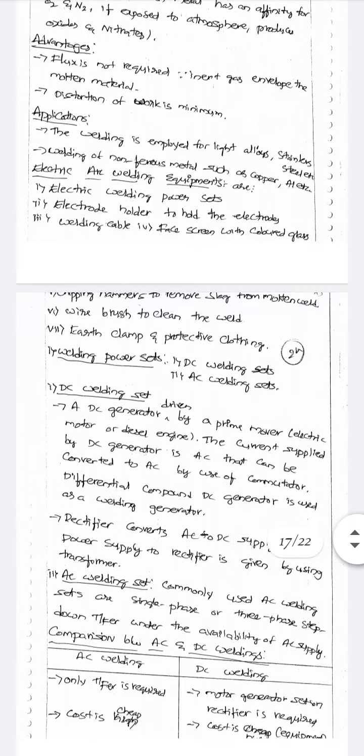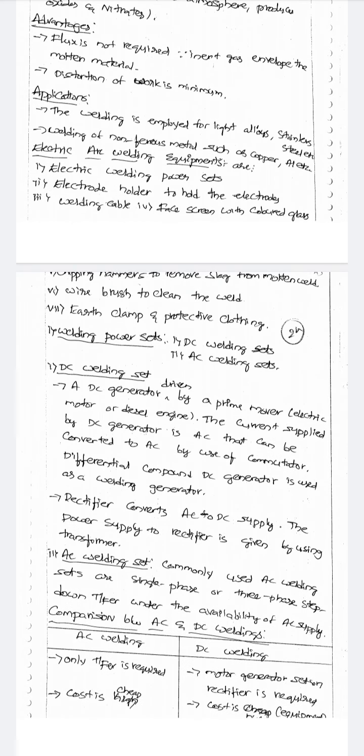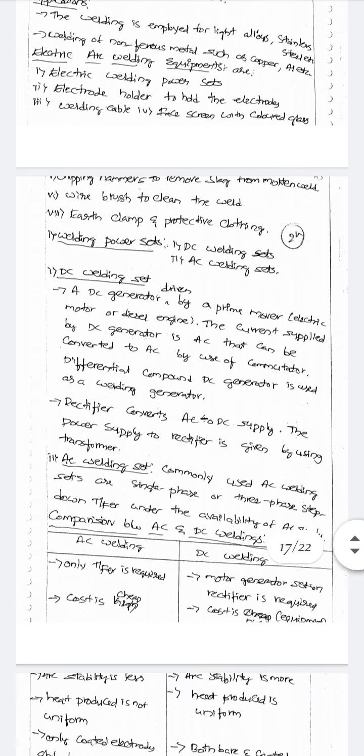Next topic is electric arc welding equipment. What are the arc welding equipments? The first one is the electric welding power set. So what are the requirements? Electric welding power set, electrode holder to hold the electrodes, welding cable, face screen with coloured glasses, wire brush to clean the weld, earth clamp, and protective clothing.